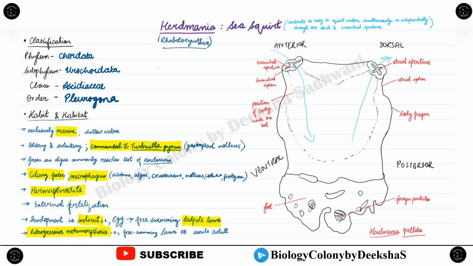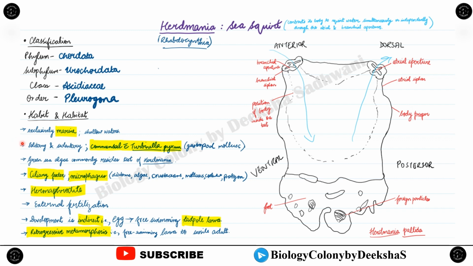Herdmania or Rhabdocynthia is also known as sea squirt. Why is it called so? Because it contracts its body to squirt water simultaneously or independently through the atrial and branchial apertures. It was called Rhabdocynthia, but later it was named after the discoverer called Herdman. So the classification is: it belongs to phylum Chordata, subphylum Urochordata, class Ascidiacea and order Pleurogona.